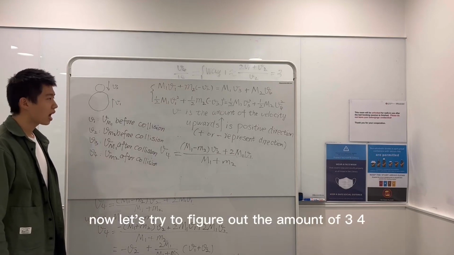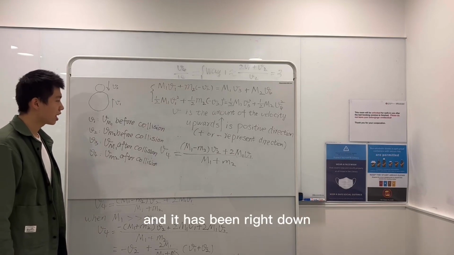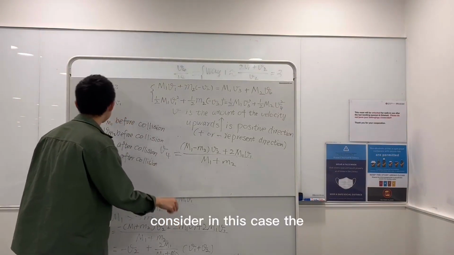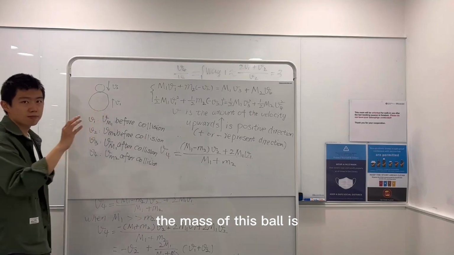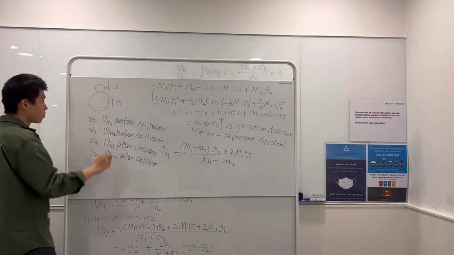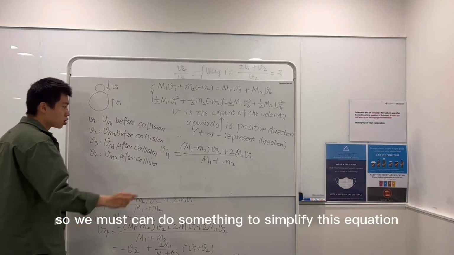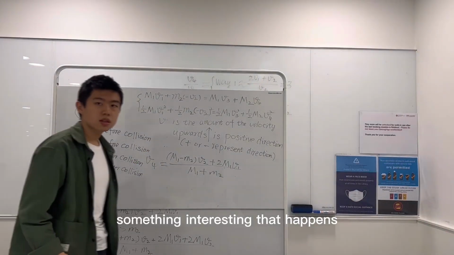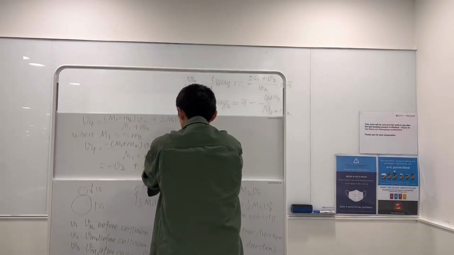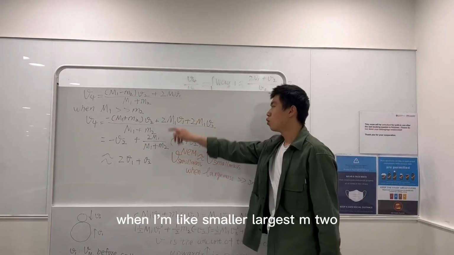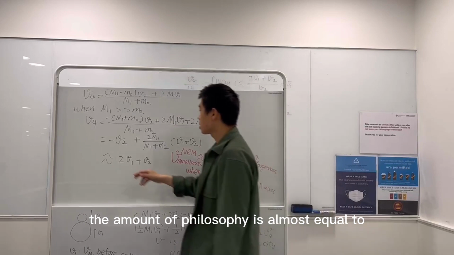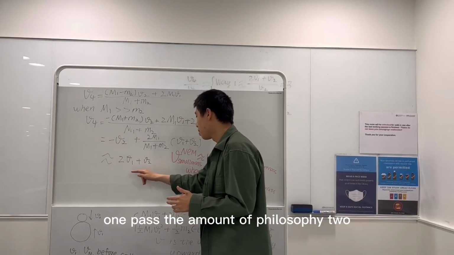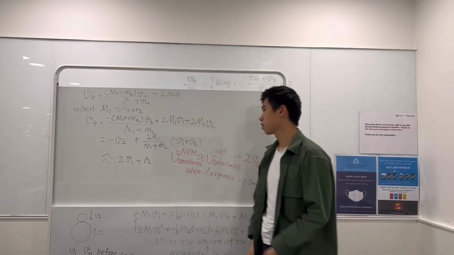Now, let's try to figure out the value of v4, and it has been written down here. Consider, in this case, the mass of this ball is much larger than the mass of this ball. So, we can do something to simplify this equation. Something interesting happens. When m1 is much larger than m2, the magnitude of v4 is almost equal to twice the magnitude of v1 plus the magnitude of v2.